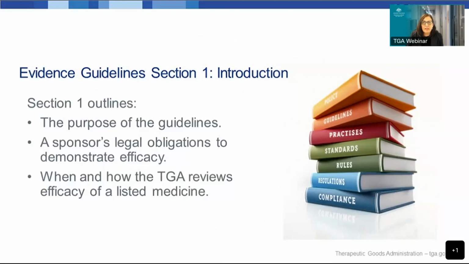Section 1 of the guidelines is a general introduction. It outlines the purpose of the guidelines and provides the legal responsibilities of a sponsor in relation to holding evidence that demonstrates the efficacy of their listed medicine. It also explains when and how the TGA reviews the efficacy of listed medicines.